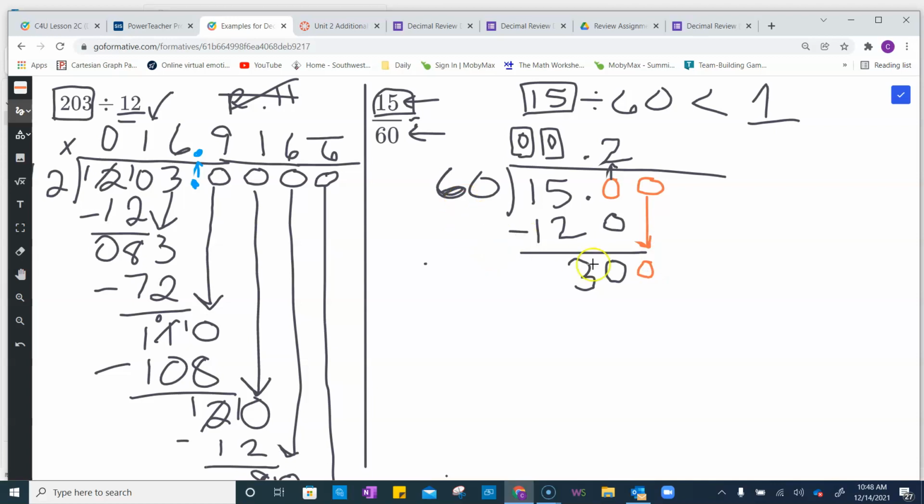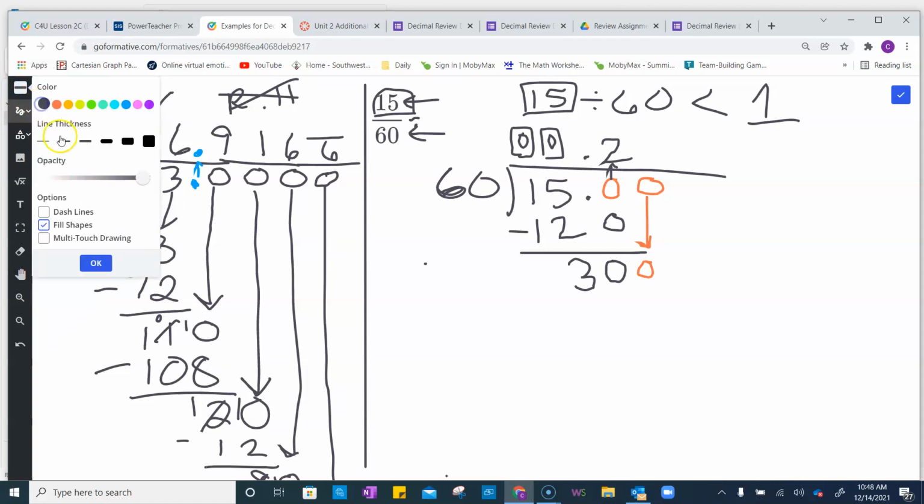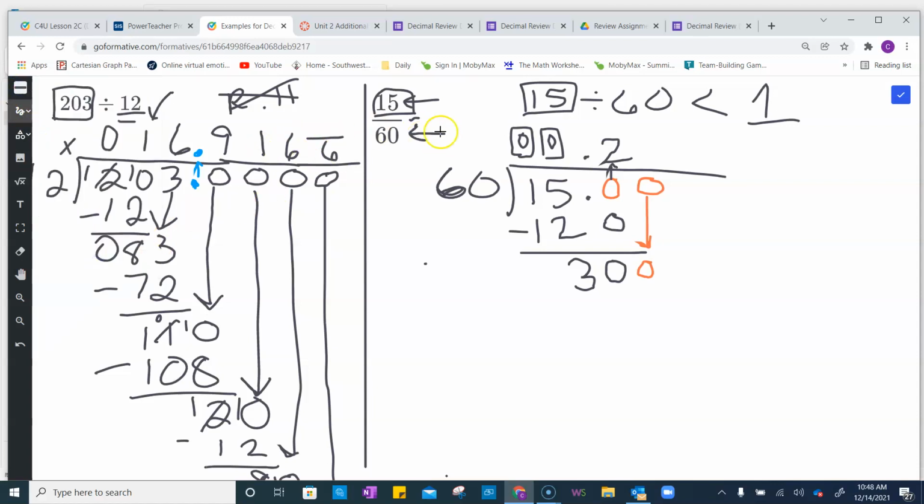How many times does 60 go into 300? Well, I know 6 times 5 is 30. So 60 times 5 is 300. If you don't know that, you just go off to the side, start guessing numbers until you get as close to 300 as you can without going over. So I'm going to put a 5 up here. And 60 times 5, again, is exactly 300.